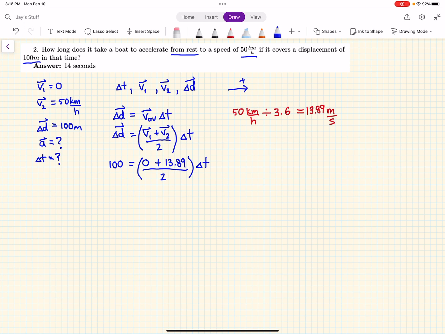times delta T. Now delta T is the only variable left in this equation. We know everything else. So all we have to do is do the math to isolate it. So if we follow through here, we get 13.89 divided by 2 times delta T. Now if we multiply both sides by 2, we can get rid of that 2 in the denominator. We'll end up with this.